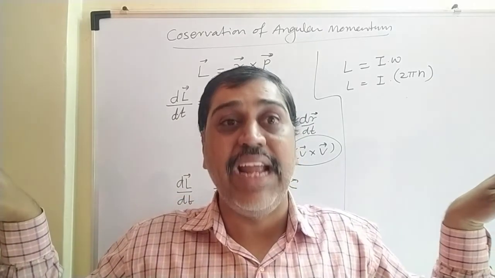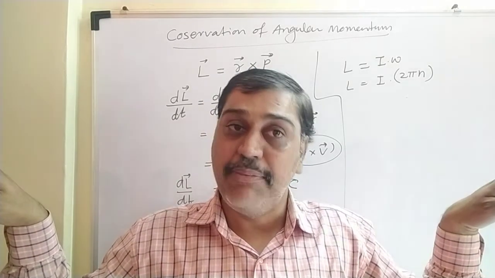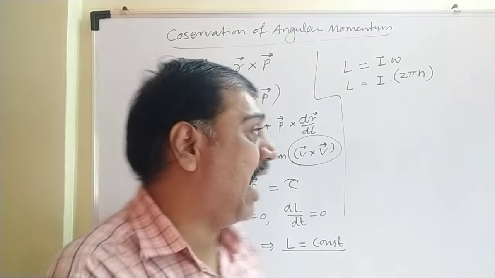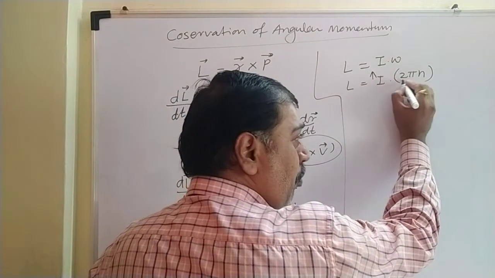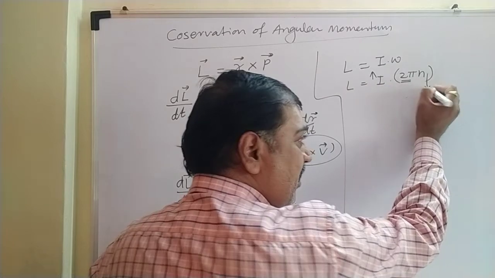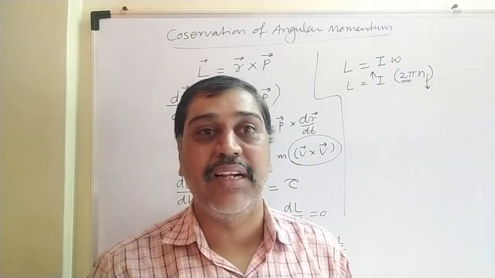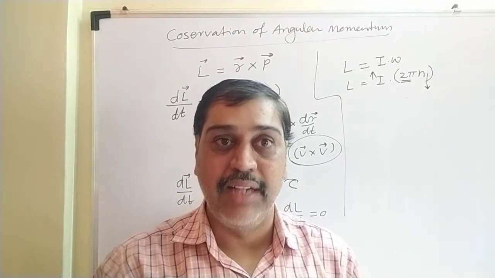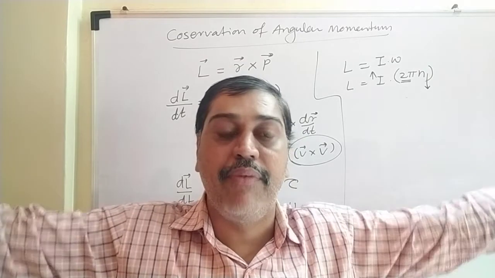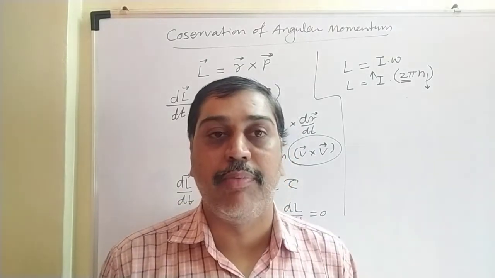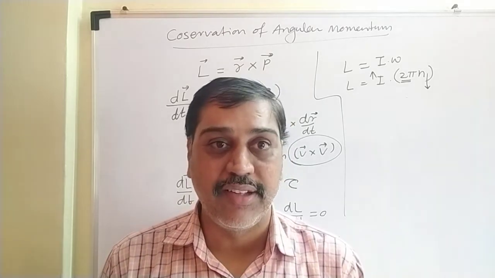Radius of gyration k increases. Means moment of inertia increases. And if the moment of inertia increases, as L is constant, and 2 pi is constant always, this frequency decreases. Frequency decreases means the velocity of that ballet dancer decreases. And that's why when the hands move away from our body, the moment of inertia of our body increases, and that results in a decrease in your velocity or speed.